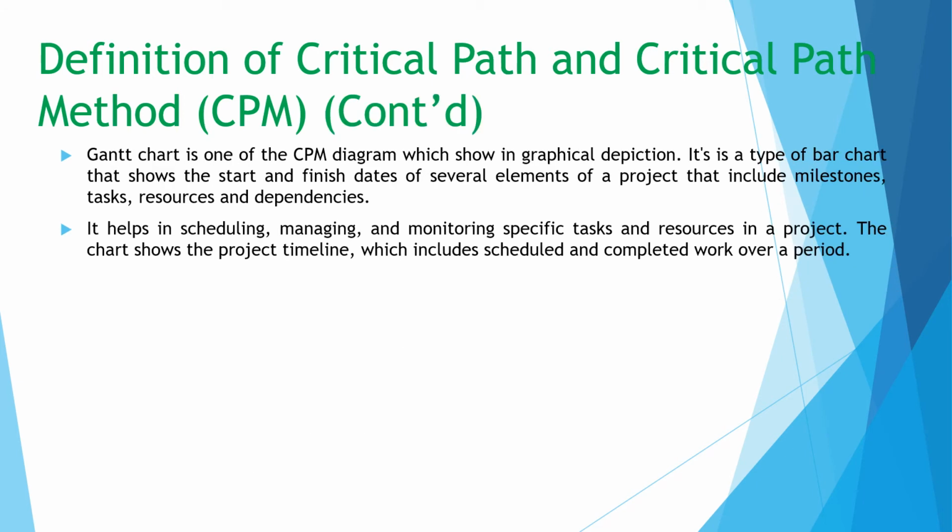Gantt chart. Normally we use the Gantt chart as a CPM diagram, which is shown in a graphical depiction. It's a type of bar chart that shows the start and finish dates of several elements of a project that include milestones, tasks, resources, and dependencies. It helps in scheduling, managing, and monitoring specific tasks and resources in the project. The chart shows the project timeline, which includes scheduled and completed work over a period. The CPM diagram and Gantt chart of the event are shown in the next 2 slides.